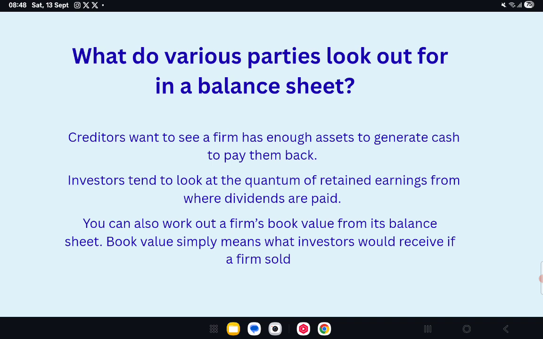A book value is simply what you would receive if a company is sold after deducting all its liabilities. To calculate that, I would say using book value as a means of valuing a company doesn't apply to every sector, but it's very key, especially in companies in the financial sector and in the real estate space.